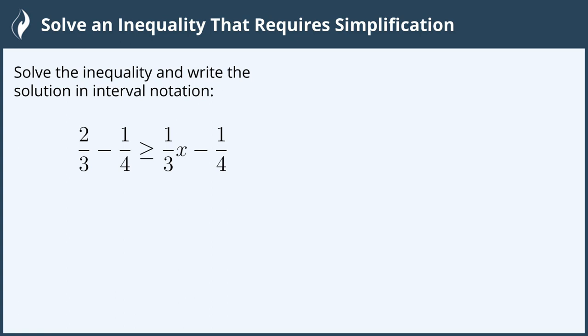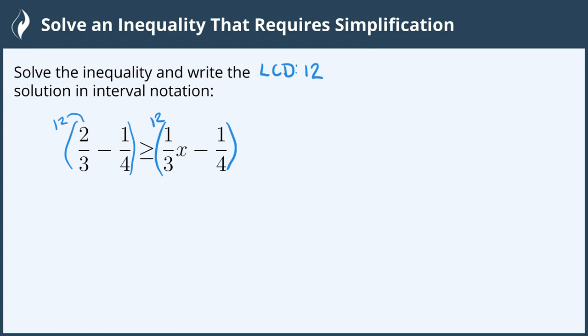Our inequality has a lot of fractions, and we could find a common denominator to combine all of those fractions, or we can find the lowest common denominator and get rid of all of the fractions. This little trick makes things so much easier. So the lowest common denominator between 3 and 4 is 12. And we'll take that lowest common denominator and multiply it to both sides to keep it balanced. And it'll get rid of all of the denominators.